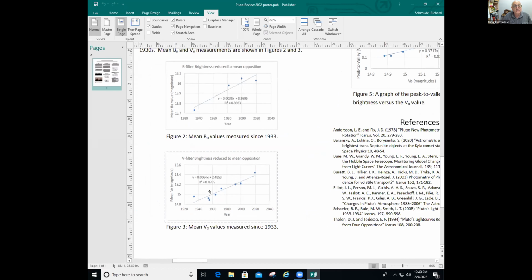And you can see there's been like a 30 or 40% brightness change over the last 90 years, going from 1933 up to almost 2020 here. And of course, in the blue filter, there's been a big change too.